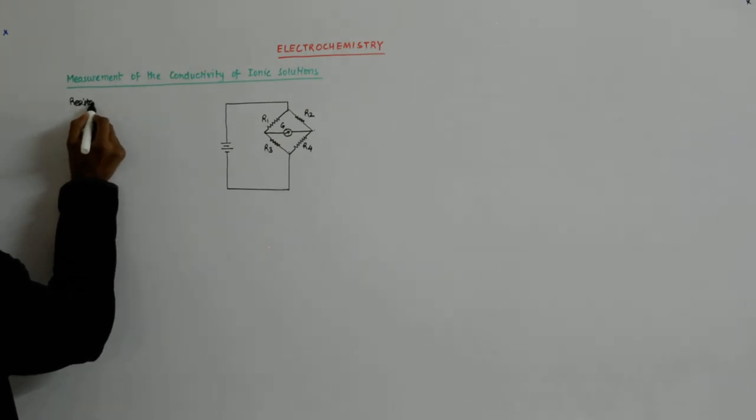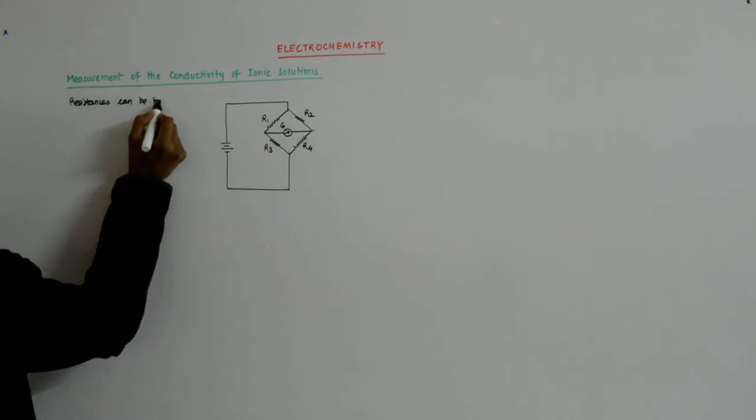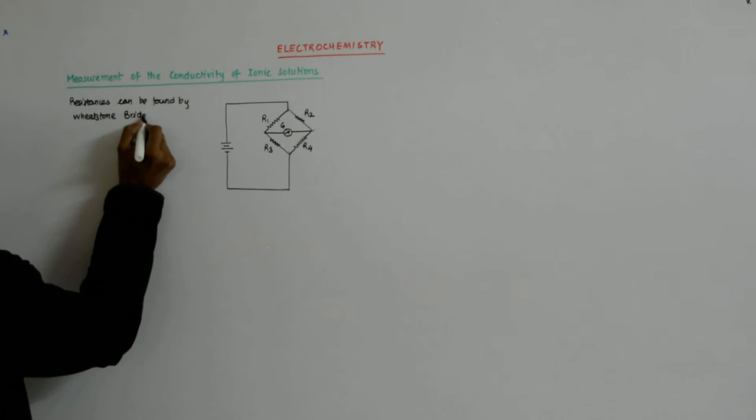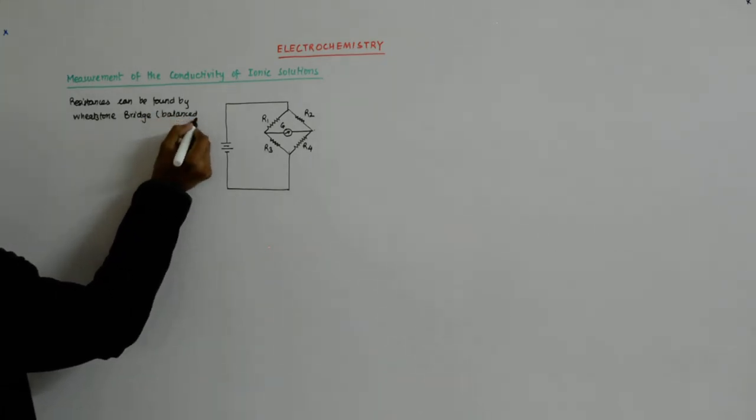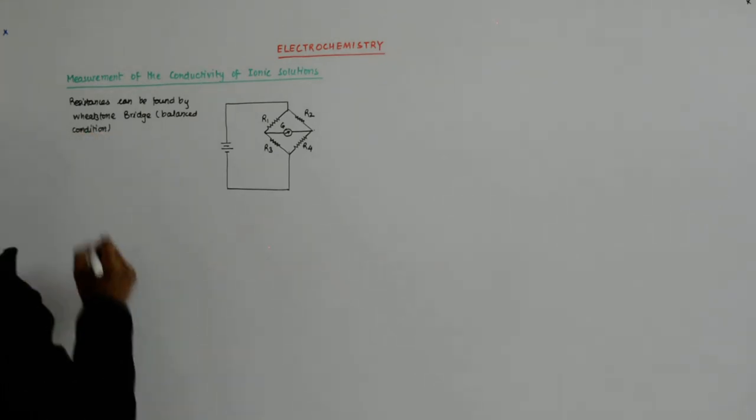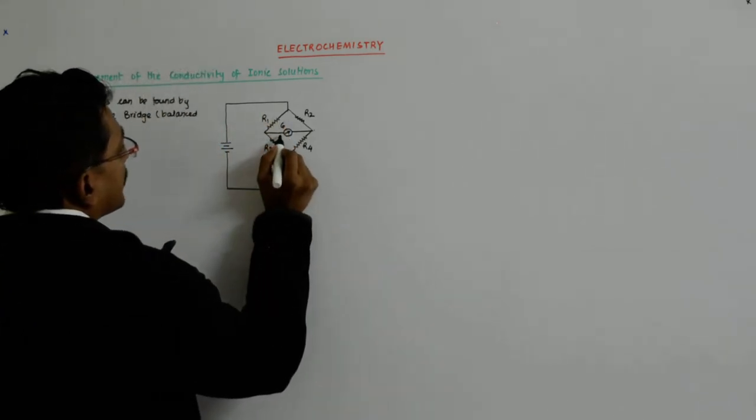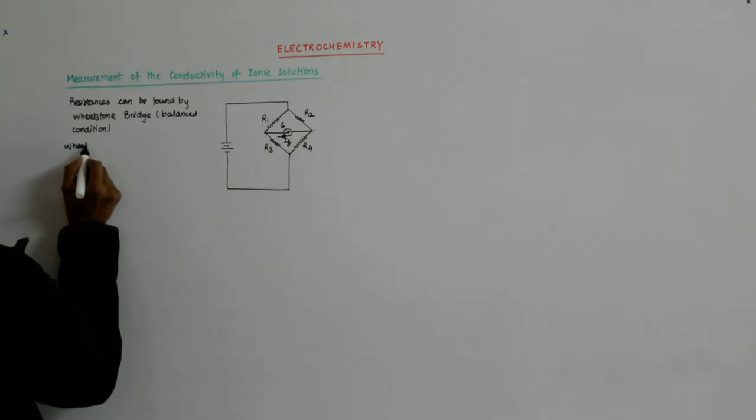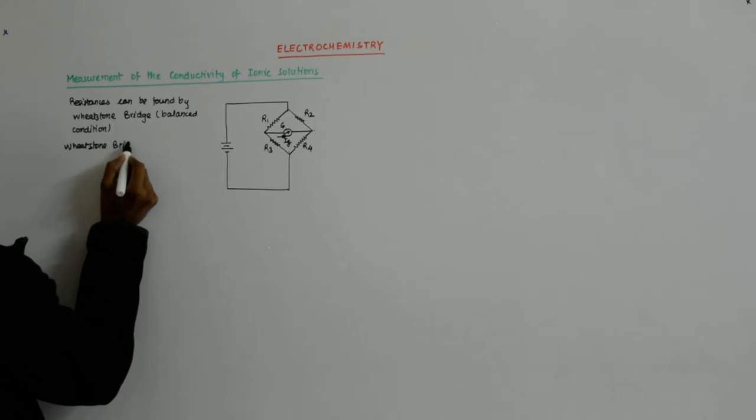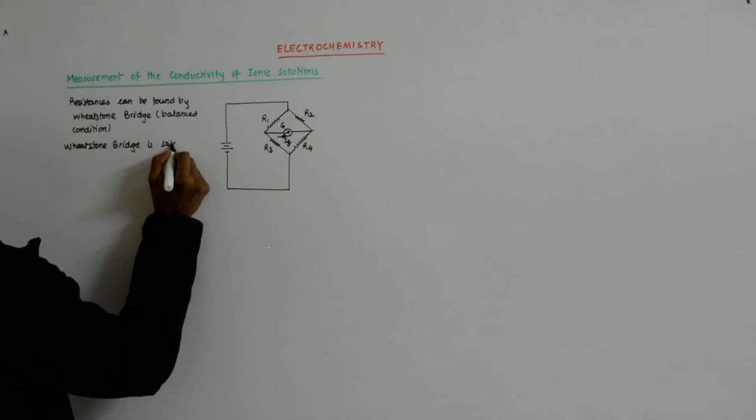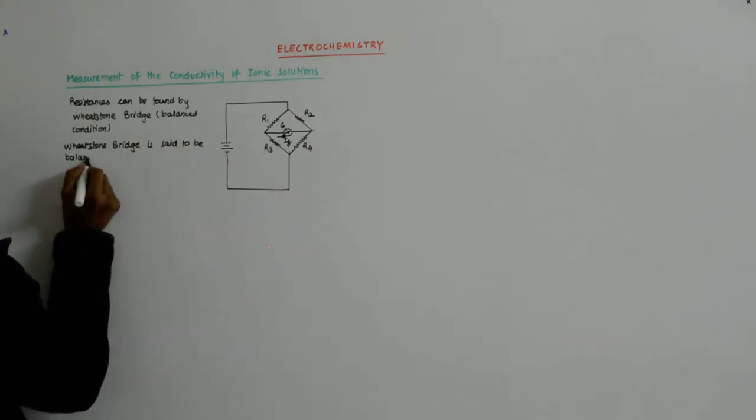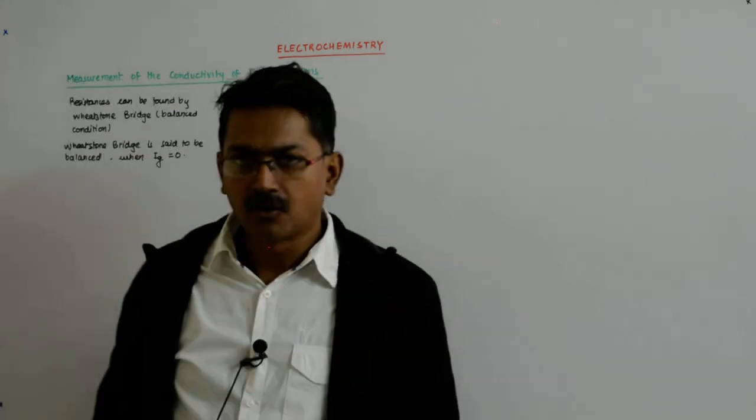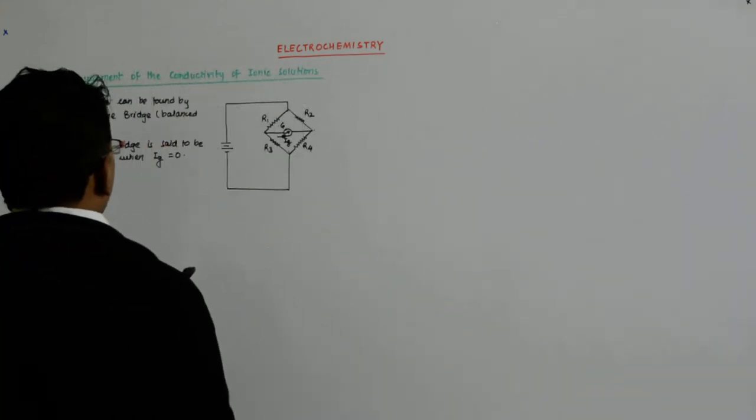So resistances can be found by the Wheatstone bridge balanced condition. What is a balanced Wheatstone bridge? When current through the galvanometer is zero, IG is zero, the Wheatstone bridge is said to be balanced when IG equal to zero. That means the current through the galvanometer is equal to zero.